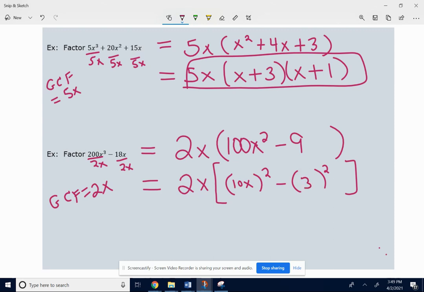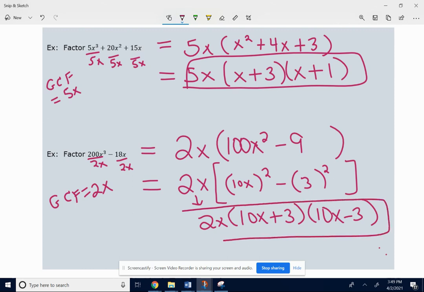So we're going to take that 10x and 3, and we're going to put a plus sign between them, and a minus sign between them: 10x plus 3, 10x minus 3. Don't forget the greatest common factor that we took out. Make sure that's included in your answer. So our final answer is 2x times 10x plus 3 times 10x minus 3.